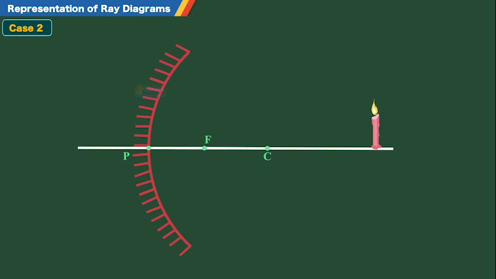Case 2. If a ray R2 emanating from the tip of the flame passes through the focal point and strikes the mirror, it gets reflected and travels parallel to the axis from the point of incidence. Case 3. If a ray R3 emanating from the tip of the flame passes through the center of curvature and strikes the mirror, it gets reflected along the same line without any deviation.